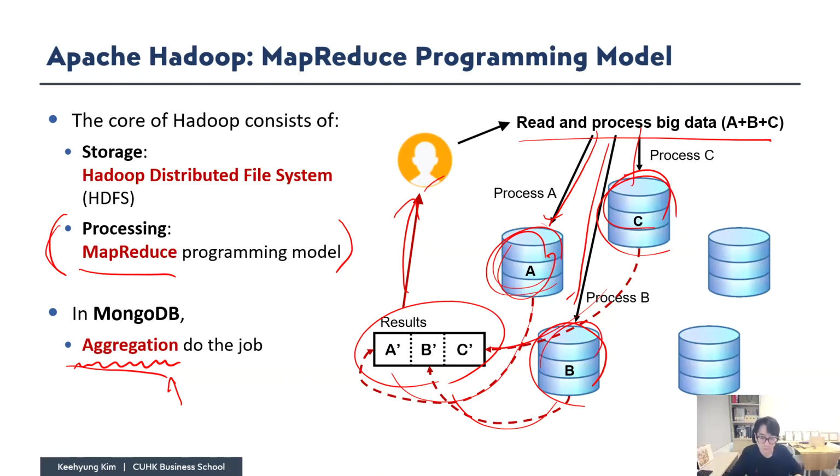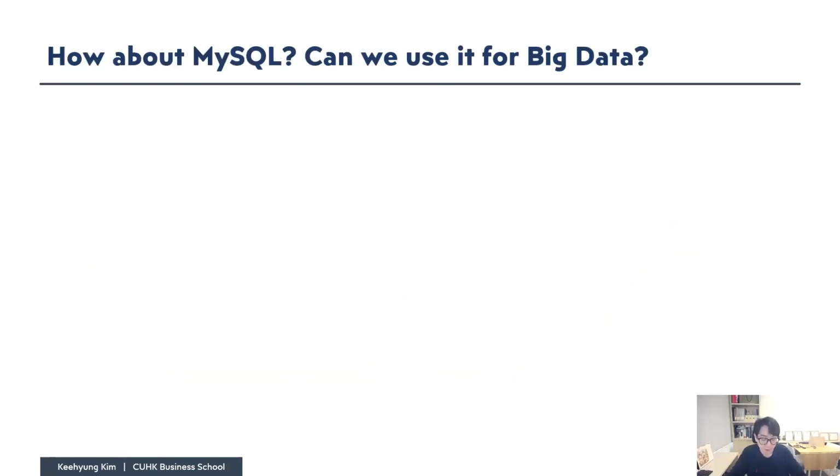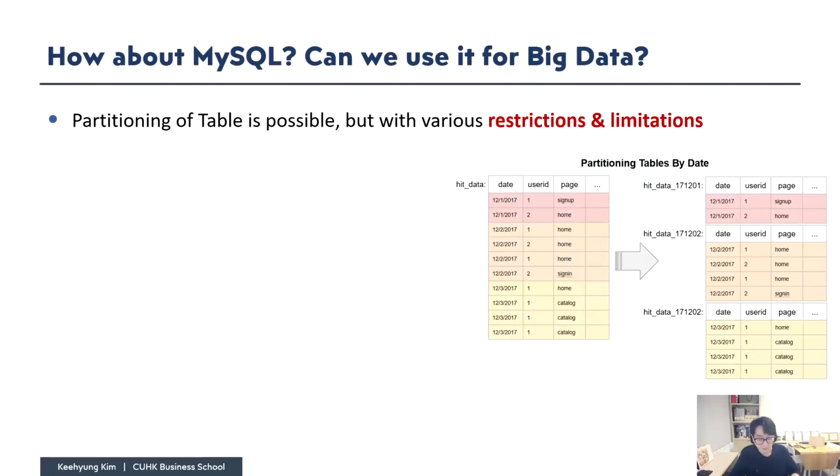So how about MySQL? MySQL is still used quite a lot in the industry. Actually, MySQL is the number one database system in the world, so many people still rely on it. But earlier, we said that if we have big data, a relational database like MySQL will have some problems because it cannot handle all the operations well. And that's true. When we have a relational database system like MySQL, they are also talking about partitioning of a table.